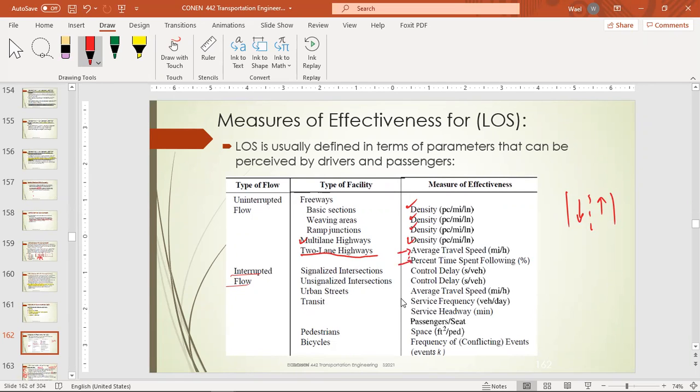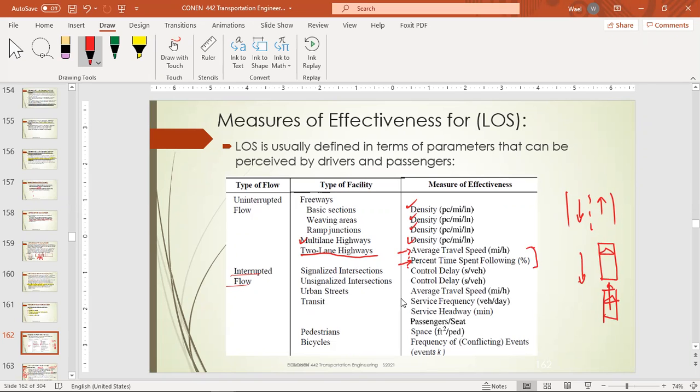We use the percentage of time spent following another vehicle. That means especially if there are trucks on this road. Okay, so the percentage of time a driver spent following another vehicle, he cannot pass it because there's no gap in the opposing traffic. So these are the measures in this case.